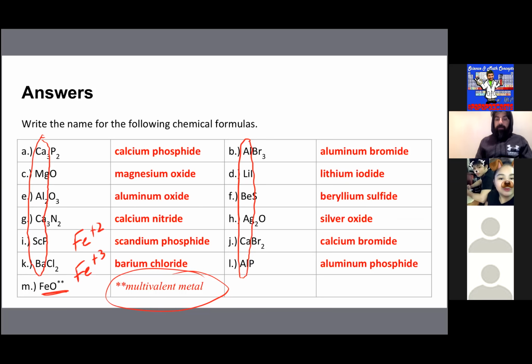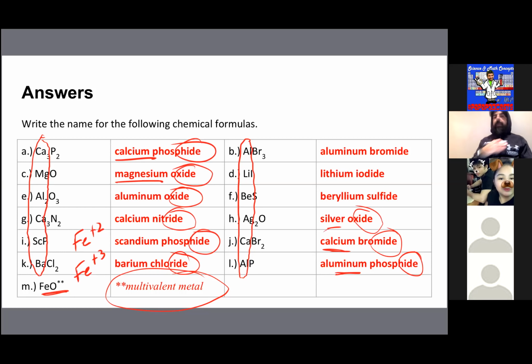So when you name them, just name them normally. The metal as is, and the non-metal part will have the IDE ending. Notice here, all these endings, IDE. And if you look at the metal in front, the metal is named as is.